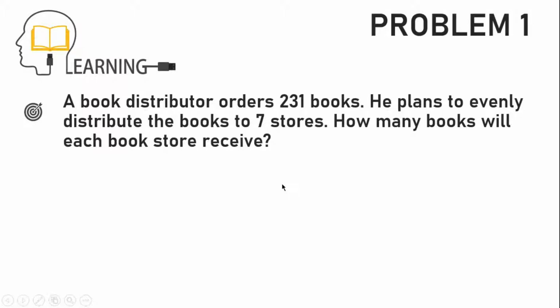So as you can see on your screen here, first is 231 books, and all these books need to be distributed equally in 7 stores. So I need to understand that in order to get the solution for this question, I am going to divide 231 by 7. So I get something like this, and when I solve this, I can see that the first number is 2 and this is smaller than 7, so I cannot use this number. So what I'll do is I'll use the next two numbers.